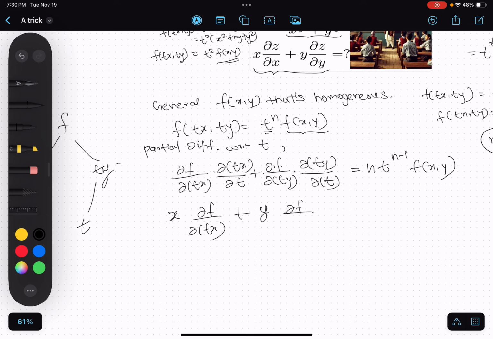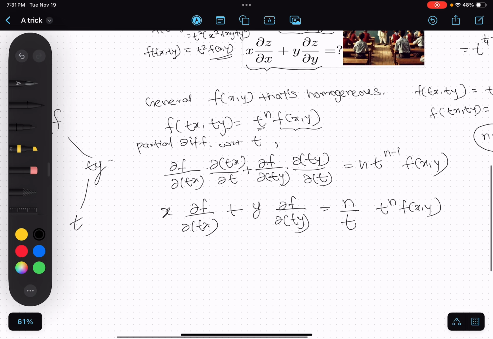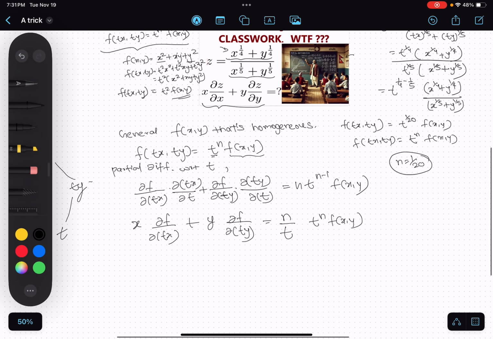So partial f by partial y, this is just y times partial f by partial ty. And now over here, this will just be n. I can take t to the power n times f of x, y. And the benefit is we can take it back to our previous expression, which is the same as f of tx comma ty, right? So this is just n by t times f of tx comma ty, right?